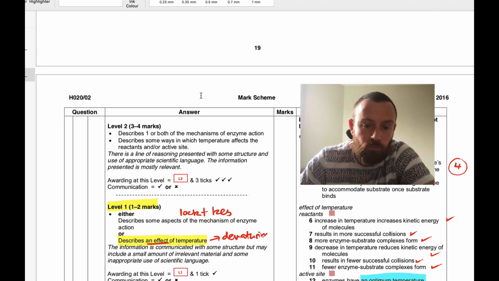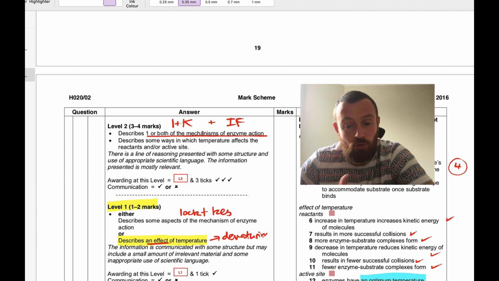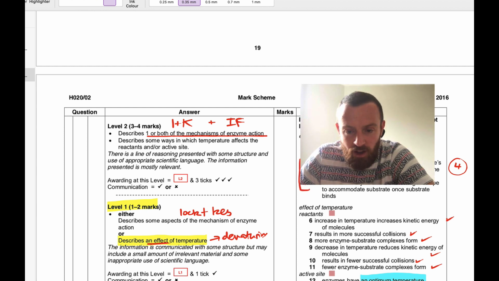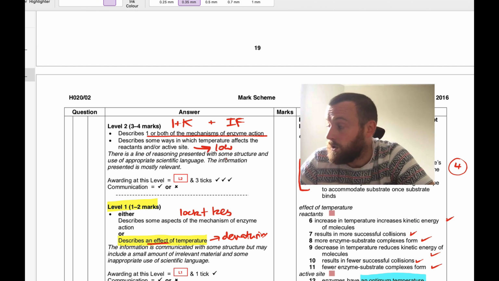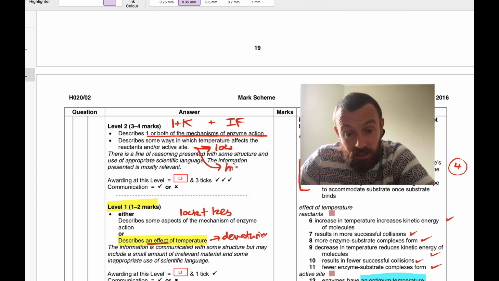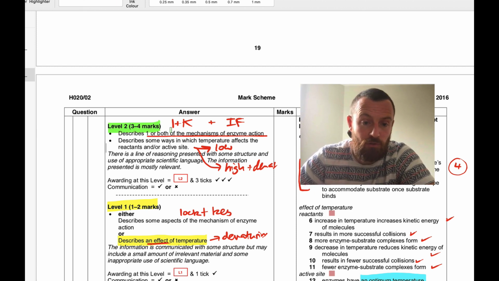3 or 4 marks: one or both mechanisms of enzyme action. So maybe you mentioned lock and key and induced fit, but you didn't really describe them in detail. So you just got points 4 and 5, but not 1, 2, 3. And describe some ways in which temperature affects the reactant site. So maybe you talked a little bit about low temperatures and just said that it was therefore a low rate of reaction, and you talked a little bit about high temperatures and denaturing, but you didn't really talk about kinetic energy, for example. Could be a level 2, 3, or 4 mark answer.